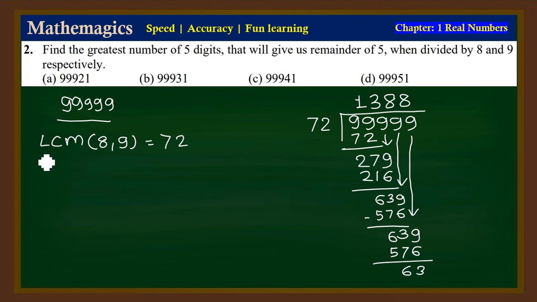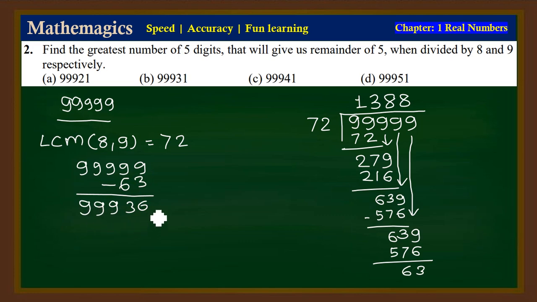It means from the number 99,999, if I subtract 63, then 9 minus 3 becomes 6, 9 minus 6 becomes 3, and the rest stay 9, 9, 9. So this number is exactly divisible by 72. It means it is divisible by both 8 and 9.